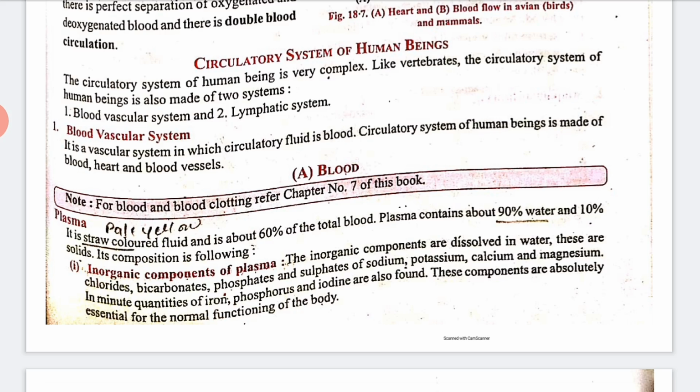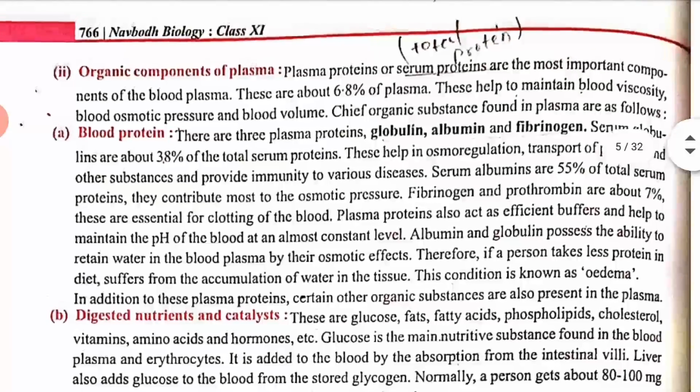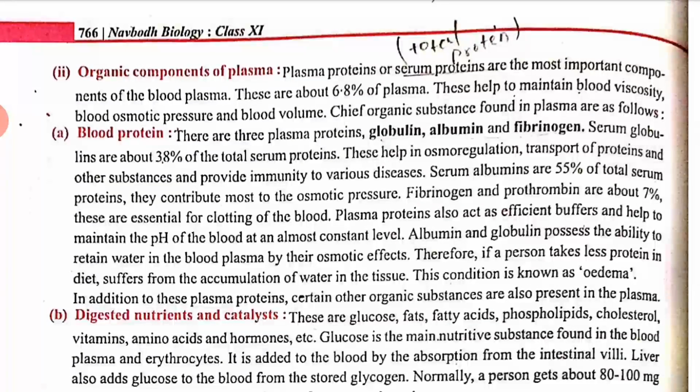Next we have the organic components of plasma. What are the organic components? So plasma proteins and serum proteins. These are the most important components of the plasma. Blood plasma, what was that? That is plasma proteins and serum proteins. These are about 6.8% of plasma. These help to maintain blood viscosity, blood osmotic pressure and blood volume.